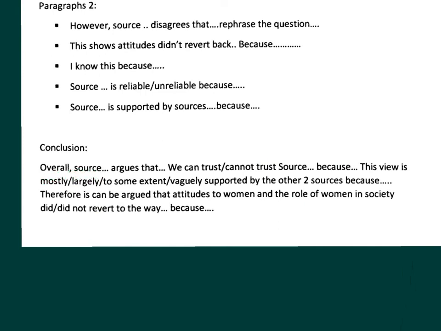So overall, the source that's quoted in the question argues whatever it argues. We can or can't trust this source because, or this group view is largely or mostly or to some extent or vaguely supported by the other 2 sources because. It can be argued that the attitude change, or it can't be argued. So try and come to some kind of conclusion. Overall, how far do you agree with the statement?